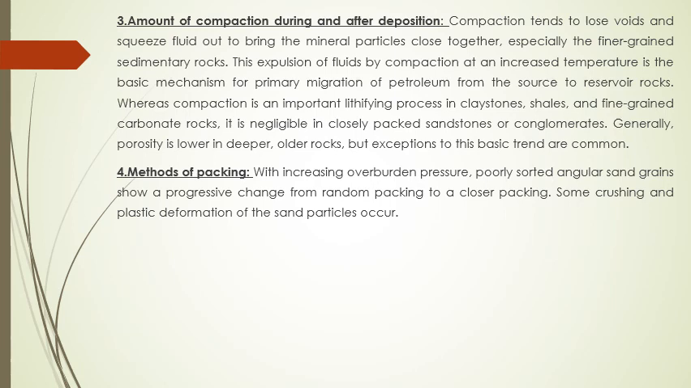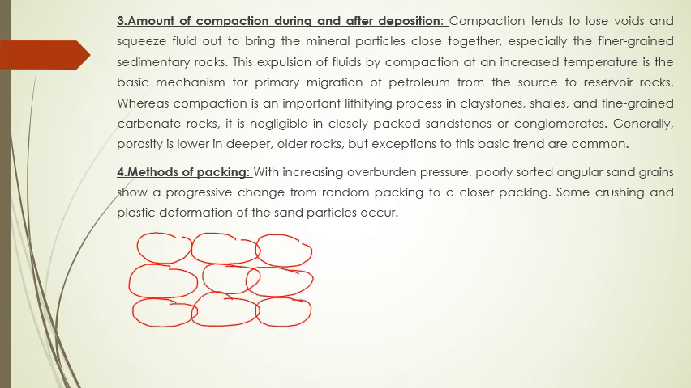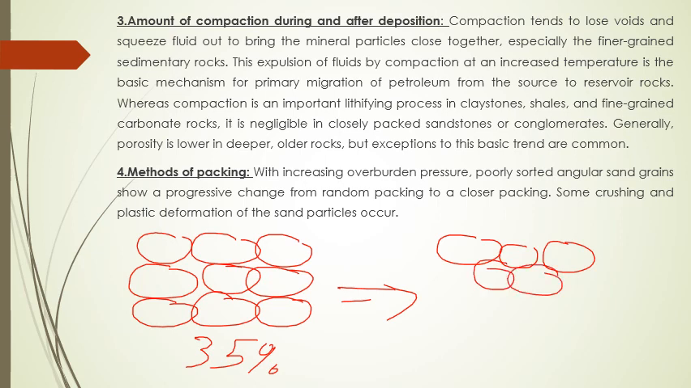Number 3 and number 4 are related to each other. They talk about the amount of compaction, and number 4 talks about methods of packing. The most common method of packing is called cubic packing. Cubic packing can have a porosity reaching 35%, and by compaction, this type of packing can transform into rhombic packing like that, which can reduce the porosity to 27%.